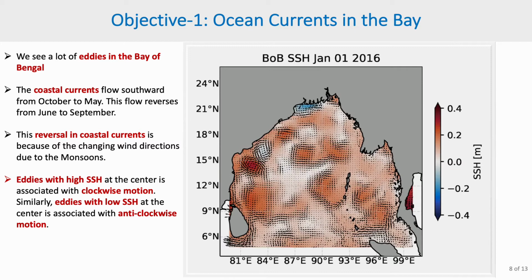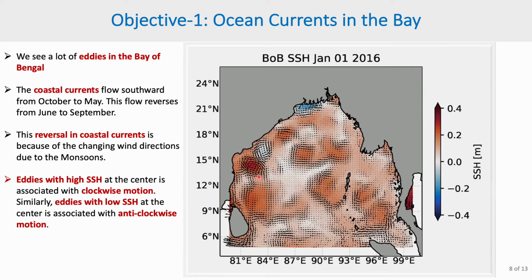This is a movie of ocean currents in the Bay of Bengal. You will be able to see that there are a lot of vortices in the Bay of Bengal, and that the coastal currents flow southward from October to May. This will reverse from June to September, and this is because of the changing wind direction due to the monsoon.